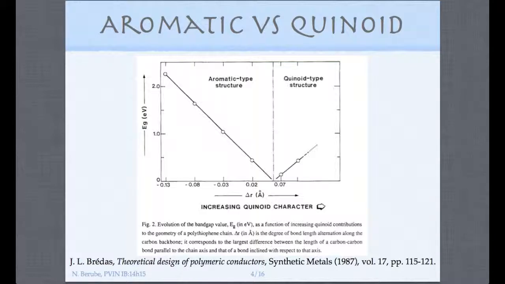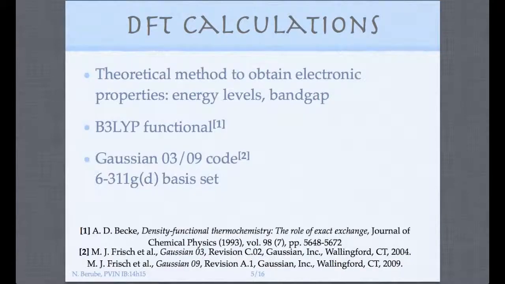Now, the goal of this research was, well, there are more performant theoretical methods today, so what if one can use these methods and try to generalize this relationship, expand it and apply it to polymer design? So the method used here is density functional theory calculations, which is a theoretical method to obtain electronic properties such as energy levels and band gap. What we used here was the B3LYP functional, the Gaussian 09 code, and a Gaussian localized basis set, which is very normal stuff in the literature that is still used by a lot of people.